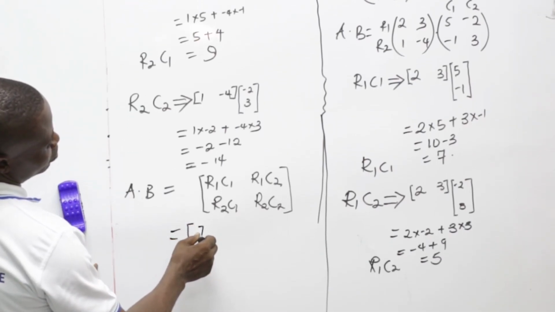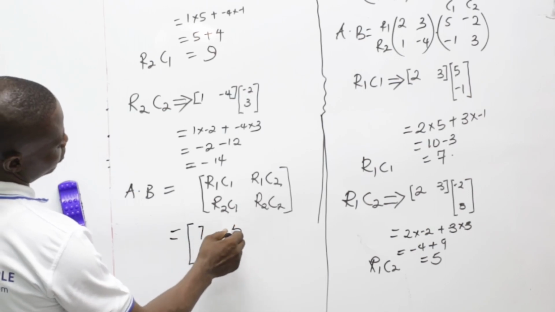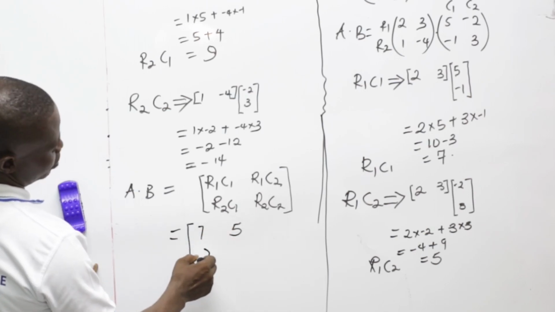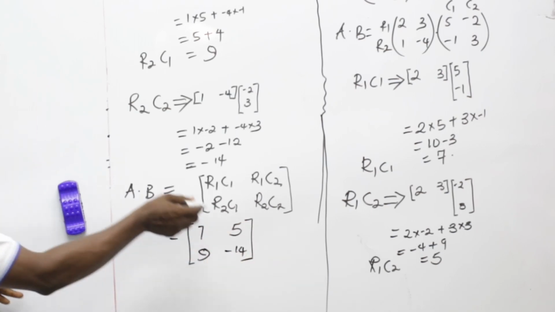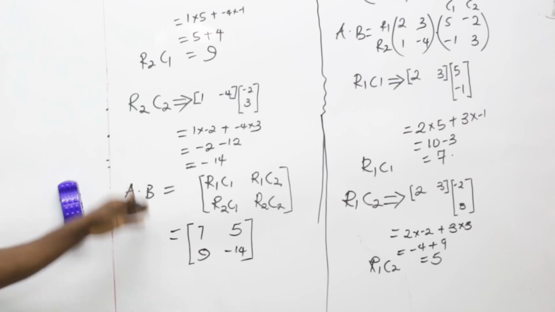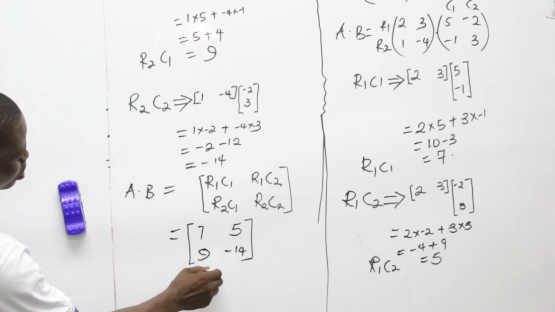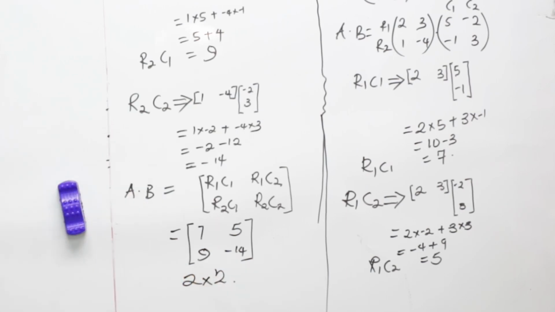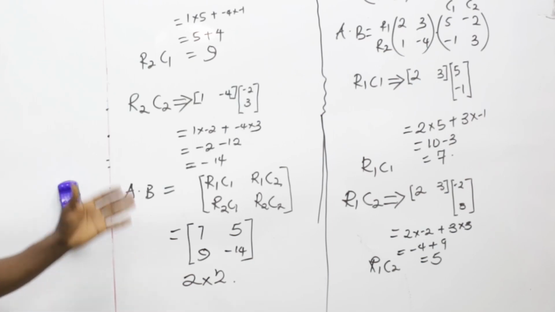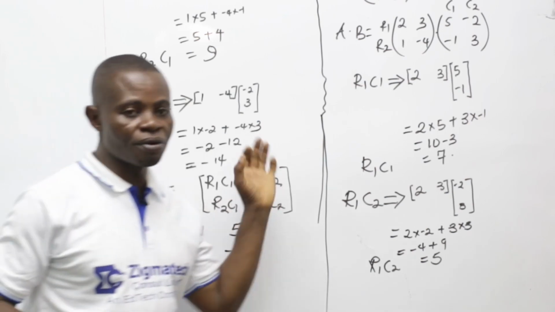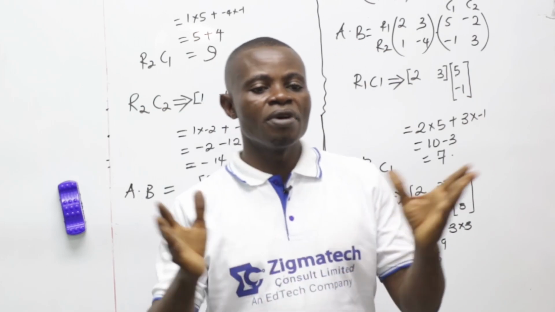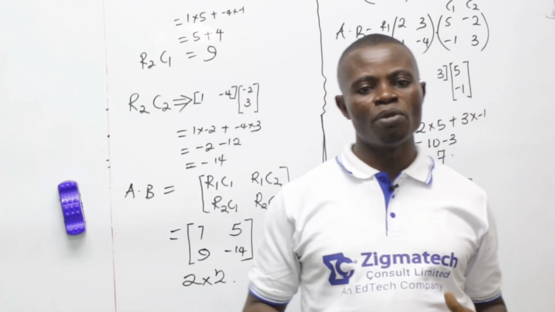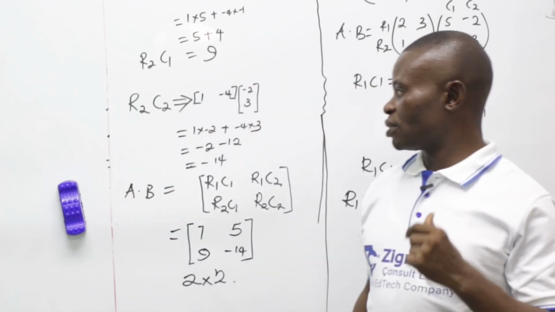7, 5, 9, and minus 14. Can you see it? It is what? 2 by 2 matrix. That's 2 by 2. So your ability to recognize or remember the number of rows against the number of columns gives you an edge to a perfect multiplication of matrix.